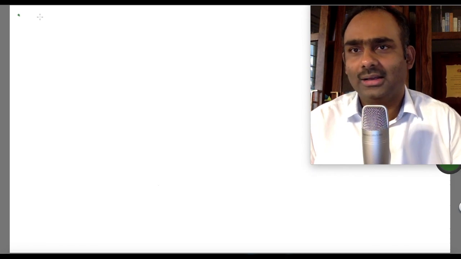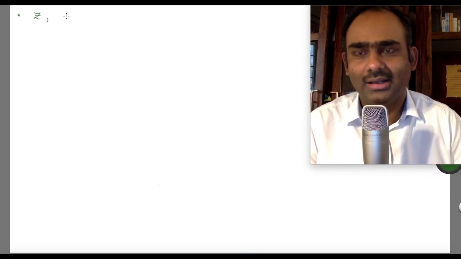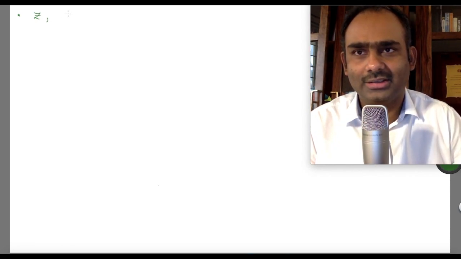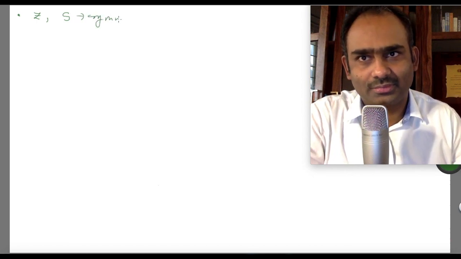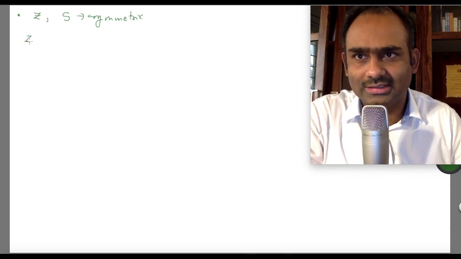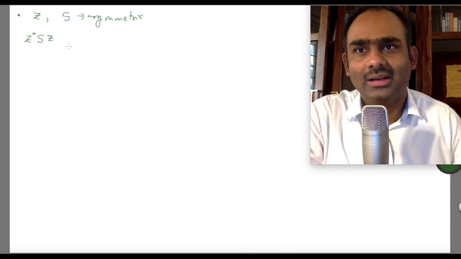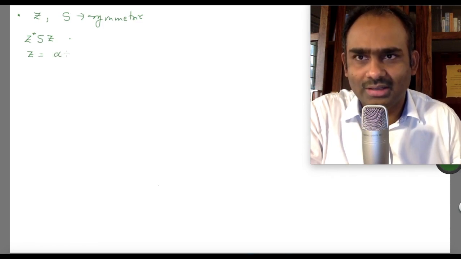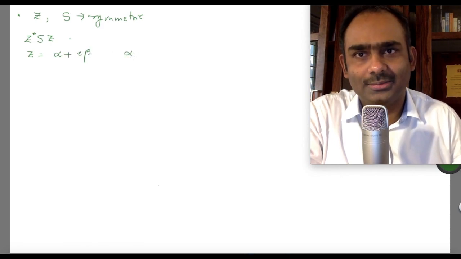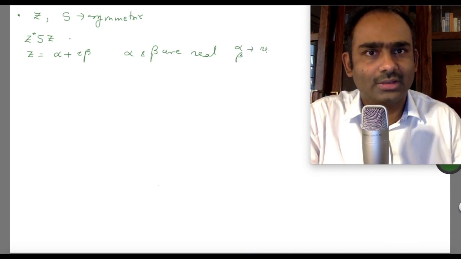So, let's say I take a complex column vector Z, and let's say I'm given a symmetric matrix S. Forget positive definite; we'll not specify any property of S. I just take S, which is just symmetric, and I'm not assuming any other property right now. Let's look at the quantity Z star S Z, and ask what this is. First thing I do is take the Z and write it in terms of real quantities. So let's say the column Z can be written as this, where alpha and beta are real. Of course alpha is a column and beta is also a real column.